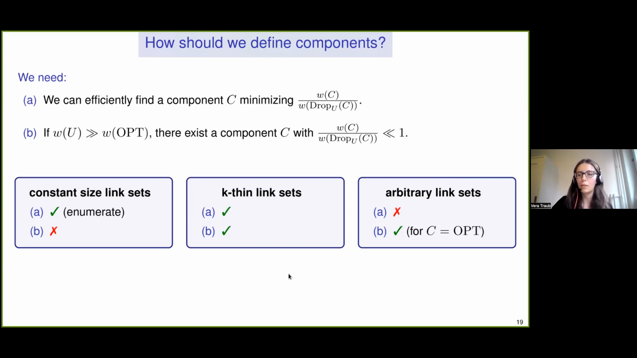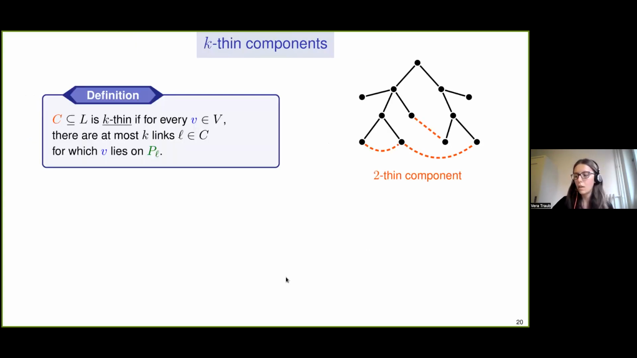And this is what we call k-thin link sets. So let me explain the definition of these k-thin link sets. We call a set of links k-thin if for every vertex v, there are at most k links L in my component such that v lies on the path P_L between the endpoints of the link L. Let me explain this once again. Let's go through this example here on the right.